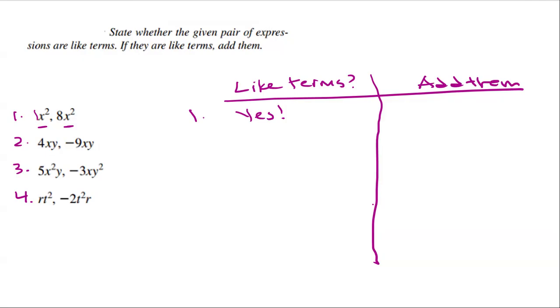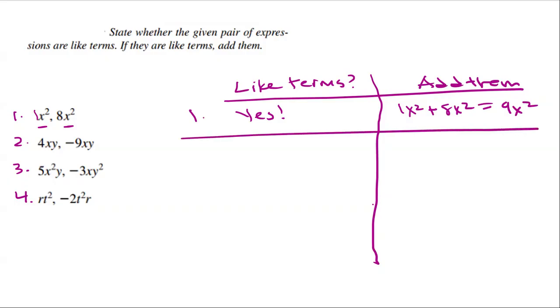Remember, despite the coefficient, remember that the coefficient is the number in front of the variable. Okay, that can be any number. Okay, so they are like terms, so I can add them. So 1x squared plus 8x squared will give us 9x squared. Okay, how about number 2? Are those like terms?